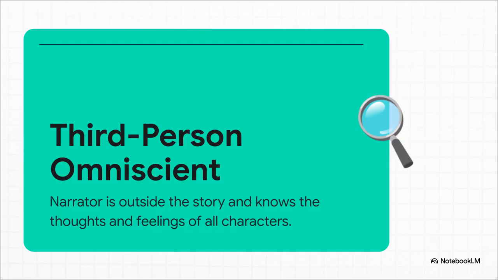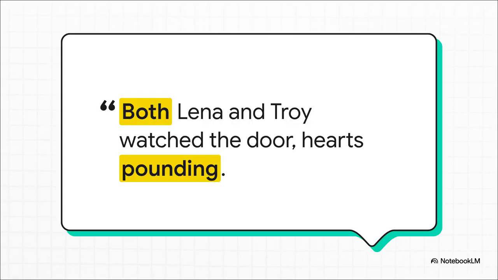We know what she's thinking, but we have no idea what anyone else is. And finally, we get to what's basically the God mode of storytelling, third person omniscient. Omniscient literally means all-knowing. This narrator isn't in the story at all. They're floating above it and can dip into the minds and hearts of every single character they want. See the difference here? It's not just about Lena anymore. We know that both Lena and Troy are watching the door, and we know that both of their hearts are pounding. Getting access to more than one person's inner experience, that's your classic sign of an omniscient narrator.